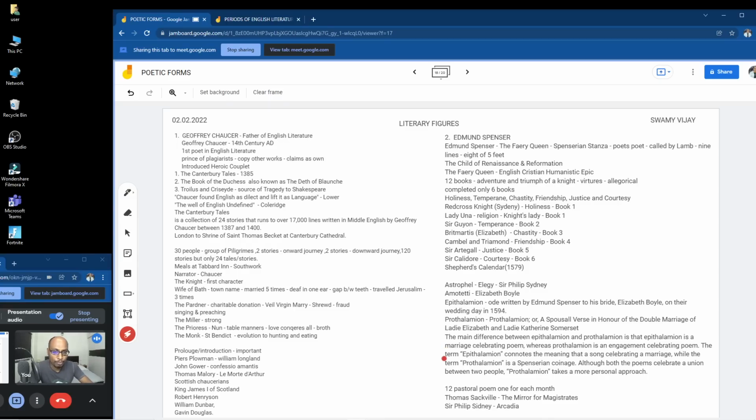Then a few more important things: he had written 12 pastoral poems, one for each month, and Charles Lamb called Spenser the poet's poet and the child of the Renaissance. So this is the brief introduction about Edmund Spenser, and the contemporaries are Thomas Sackville, The Mirror for Magistrates, and Sir Philip Sidney, Arcadia. Here is Philip Sidney. He has written Arcadia. Philip Sidney is more like a bureaucrat than a writer. Edmund Spenser wrote an elegy, Astrophel, to mourn the death of Sir Philip Sidney. So this is about Edmund Spenser.